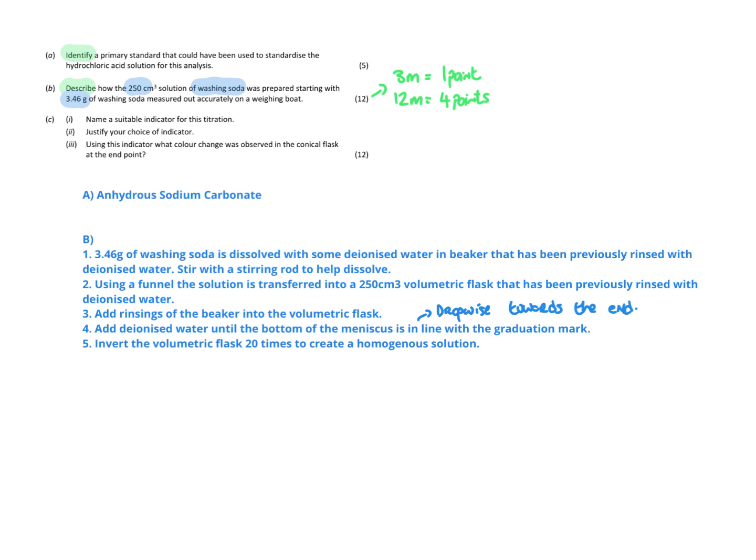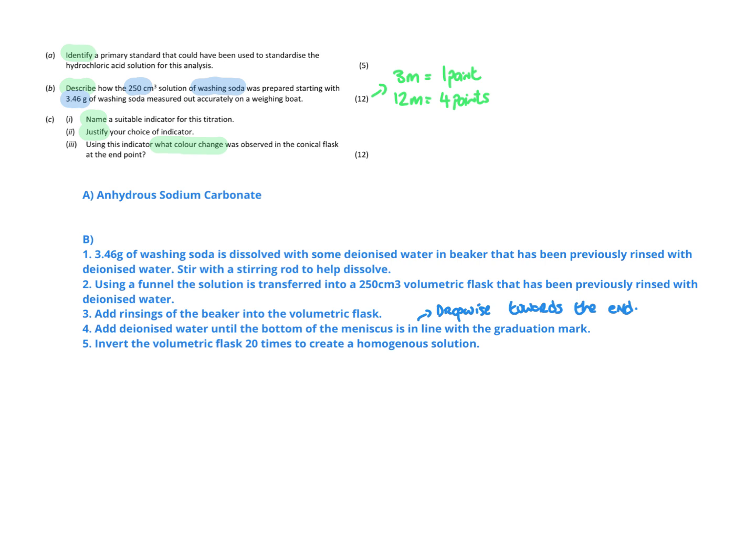So if we look at part C now, we can see that C part 1 is asking you to name a suitable indicator for this titration. Part 2 is asking you to justify your choice of indicator, so you must give a reason. And part 3 then asks you, using this indicator, what colour change is observed. So remember, when you're being asked for a colour change, you need to give what it is before the titration starts and what it is when the titration is complete.